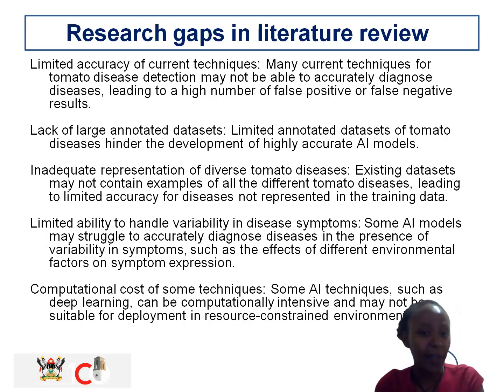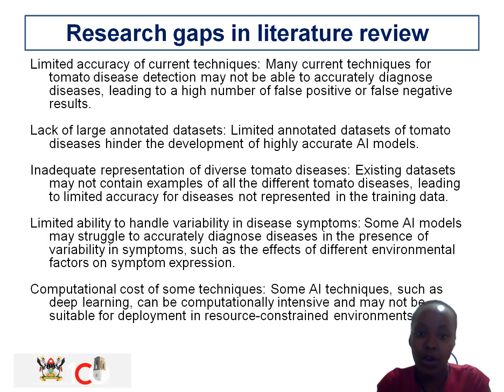And so these are some of the gaps in the literature, as I was explaining. First, limited accuracy of the current techniques. Many current techniques for tomato disease detection may not be able to accurately diagnose diseases, leading to a high number of false positives and false negatives. Then the lack of large annotated datasets. Limited annotated datasets of tomato diseases hinder the development of highly accurate AI models. This is the case where you have datasets that are small and not sufficient.